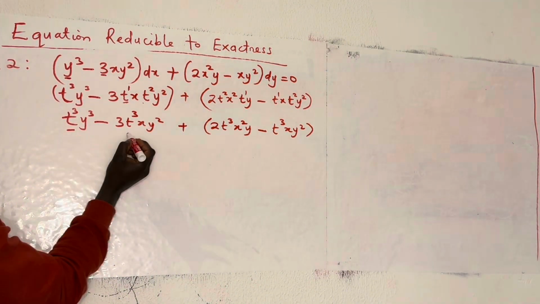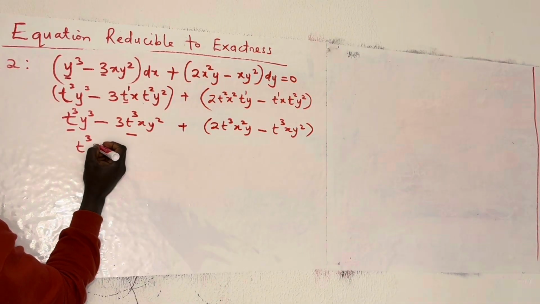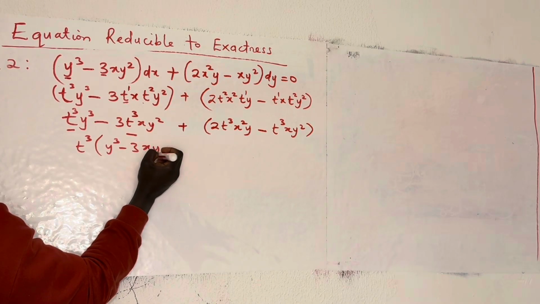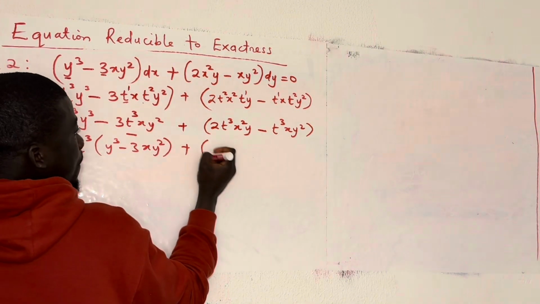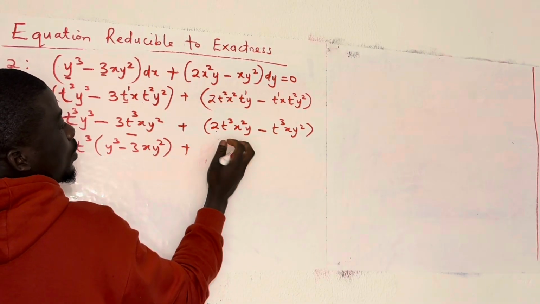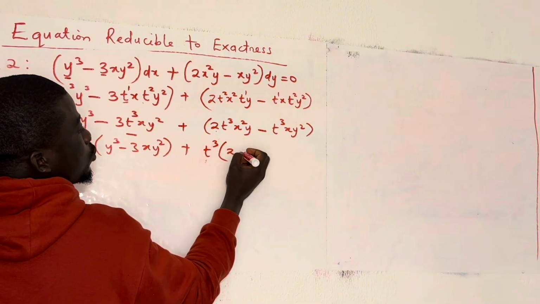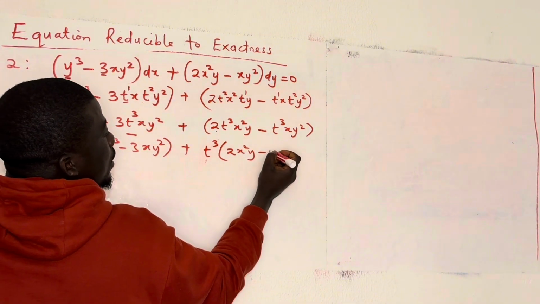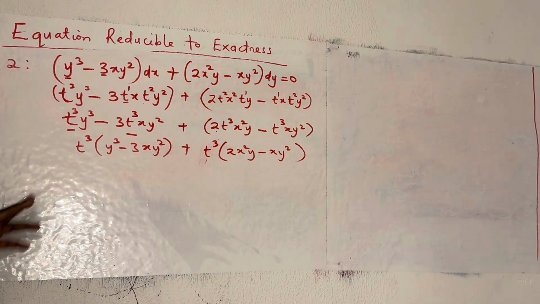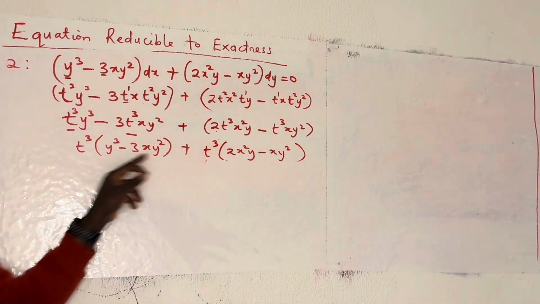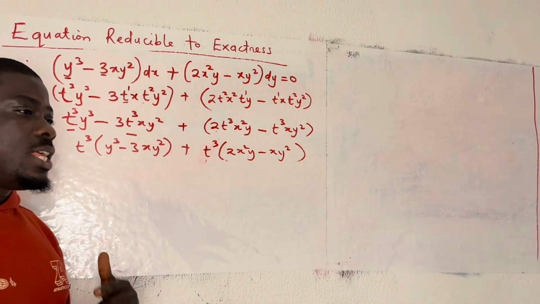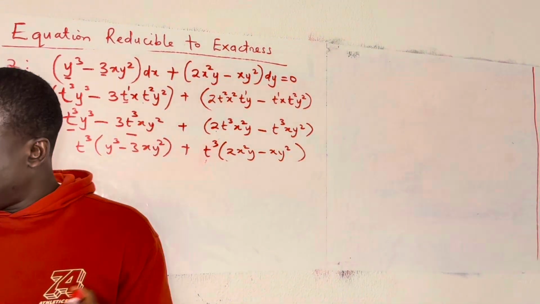Now, t cubed is common to both. We have t raised to power 3 times y cubed minus 3xy squared, plus 2, and t raised to power 3 is common here as well, times 2x squared y minus xy squared. Now, the fact that this is t cubed and this is t cubed shows that the equation is homogeneous. And if the equation is homogeneous, then we can continue to determine the integrating factor.